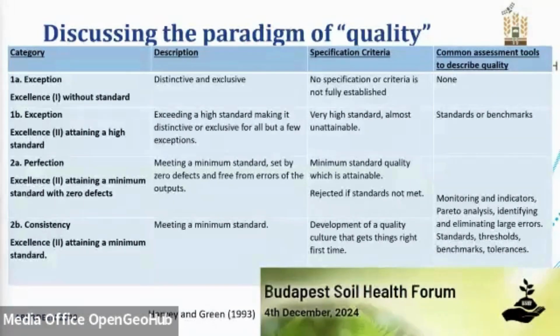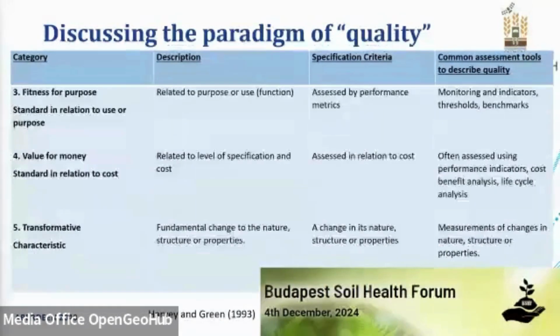And things like monitoring and indicators are linked in here, things like thresholds, benchmarks, tolerances, but eliminating large errors as well. And then you move down the scheme a little bit. From the champagne quality that I was talking about earlier on, you're now looking towards something like bottled water in a supermarket, whereby you're looking for something that is related to purpose or use, looking at assessment performance metrics, something that is going to be suitable for the majority of us.